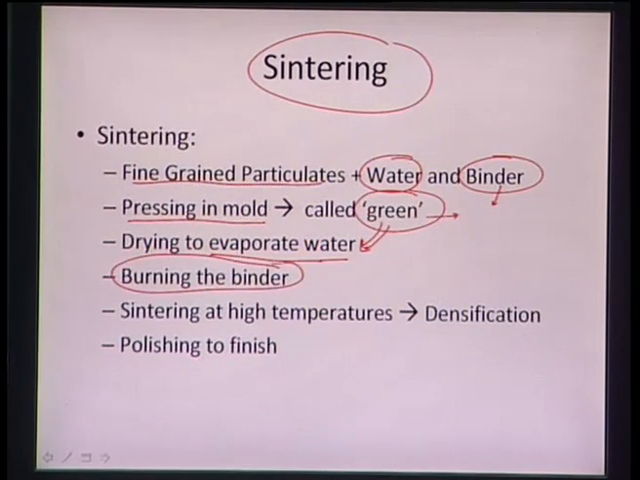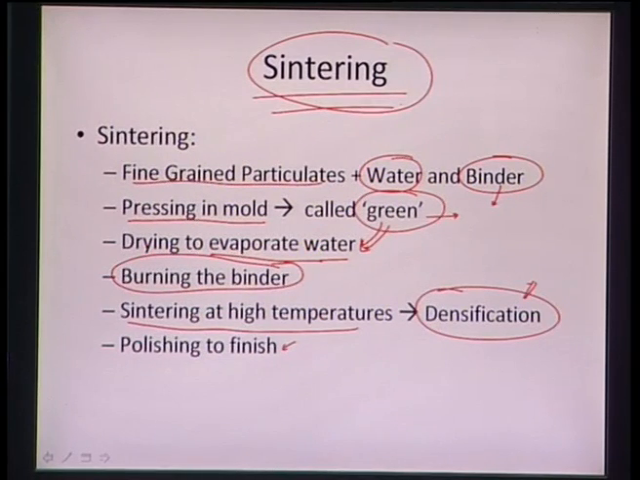So now our overall billet or whatever the component is, is free from water and free from binder, and then we sinter it at very high temperatures, which leads to densification. Once we have attained a densified component, we can polish it to the final requirements. So in sintering, we first take fine granulates, add certain binder and water, so that it can bring all the particles together because of capillarity.